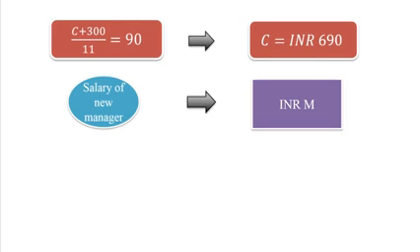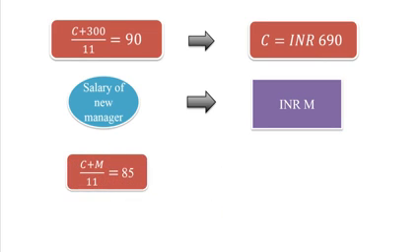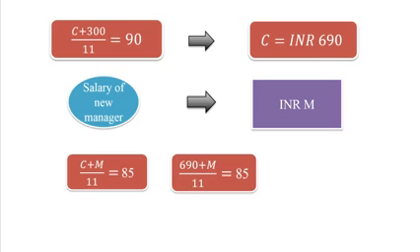So, how do you formulate the equation? It will be C plus M by 11, right? The 10 clerks salary plus present manager's salary. Or the present manager means the one that has been included now. That is the new manager. So, C plus M divided by 11 equal to 85. So, from this, we know the value of C already, which will be 690. So, what is the value for M? M is 245 Indian rupees. That is, the answer is C.